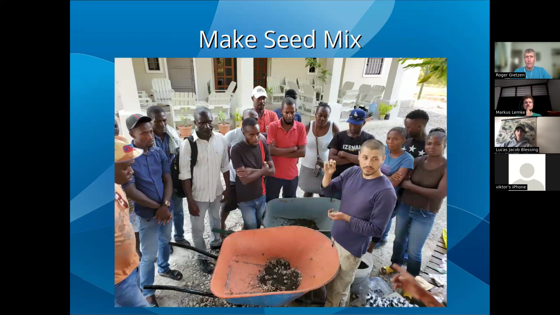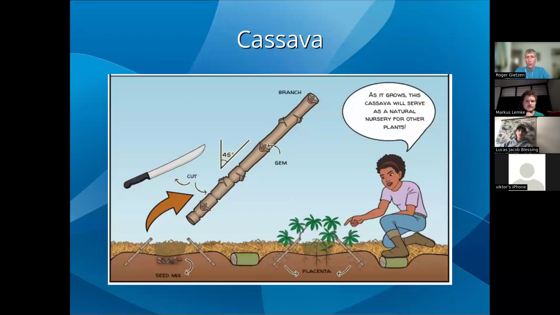Here's a picture of us making the seed mix where we take seeds. We usually have a seed mix for large seeds and one for small seeds. It's easier to organize them that way. And then we thin them out with some soil or compost and then plant that in the tree line. And then normally every meter we'll plant cassava or manioc, and this is producing like a little nursery for that seed mix.